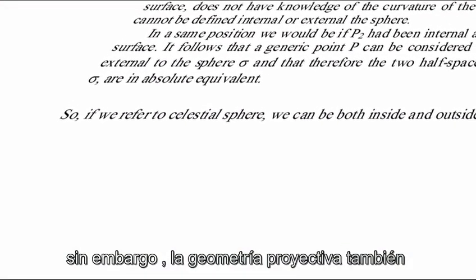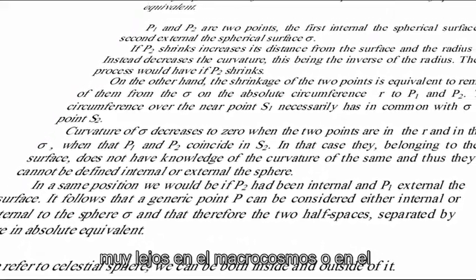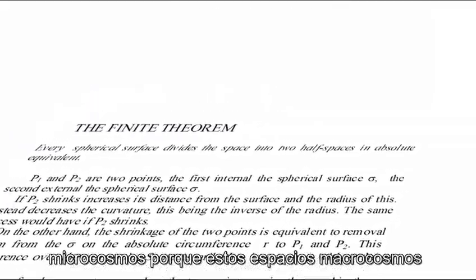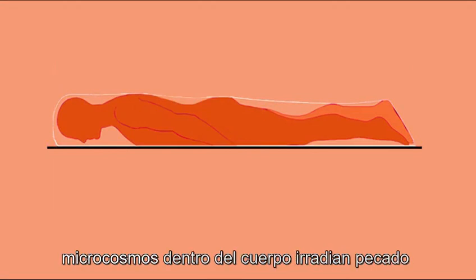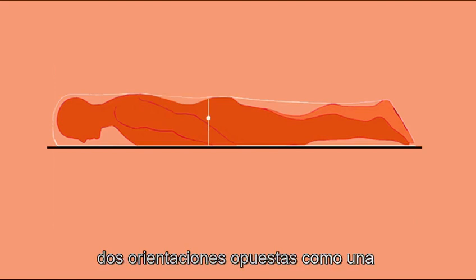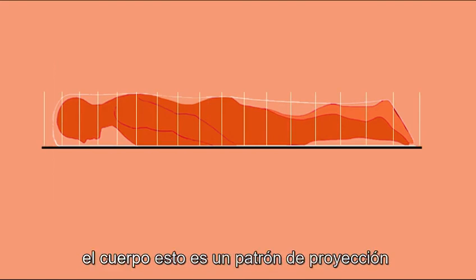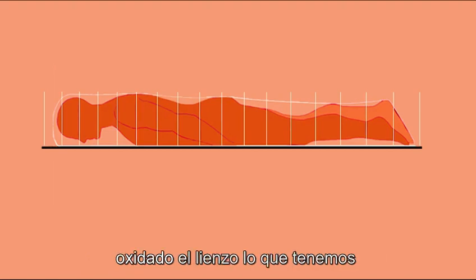However, projective geometry also demonstrates with the finite theorem that the radiating source can equally be far off in the macrocosm or in the microcosm, because these spaces, macrocosm and microcosm, divided by a closed surface, like a sphere or the body of the shroud, are, in an absolute sense, equivalent. So a distant source in the microcosm inside the body irradiates in two opposite orientations, just like a distant source in the macrocosm outside the body. This is a projection pattern that explains how radiation reached and oxidized the linen cloth.